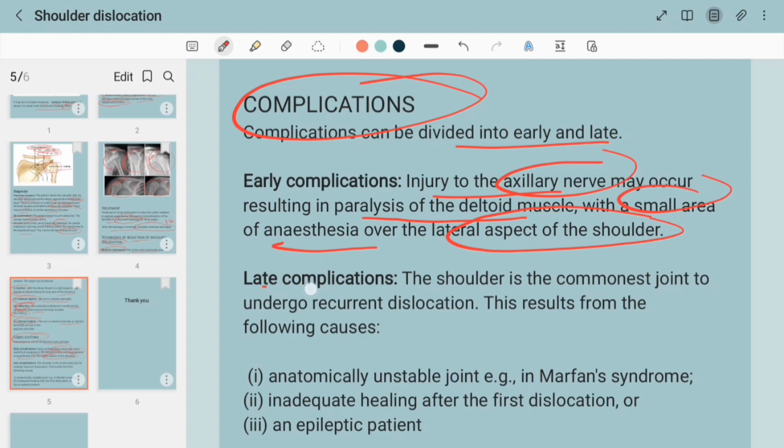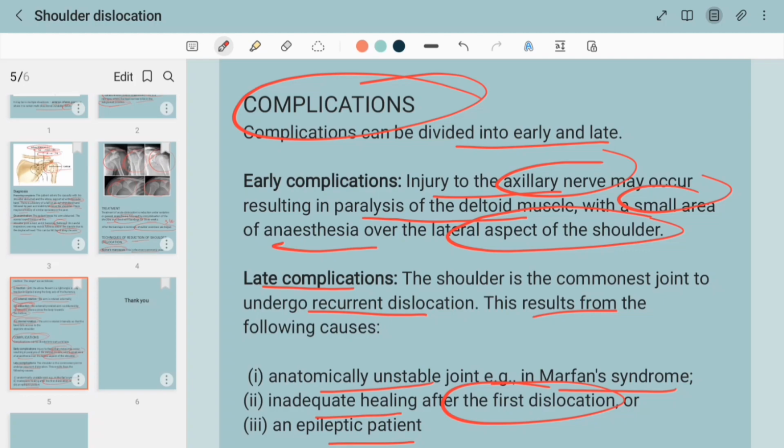And for the late complication, the shoulder is the commonest joint to undergo recurrent dislocation. It results from the following causes: an anatomically unstable joint, as in Marfan syndrome, inadequate healing after the first dislocation, and epileptic patients. So that was all about shoulder dislocation.